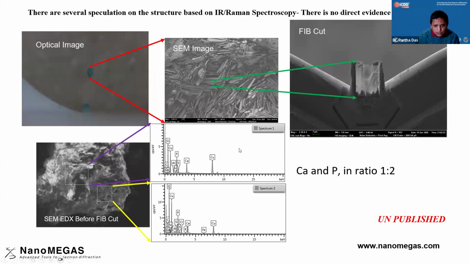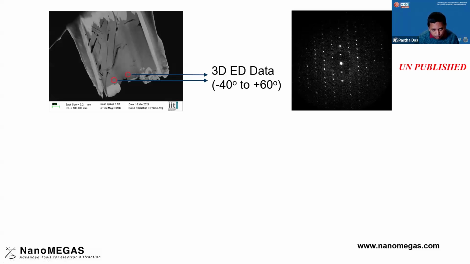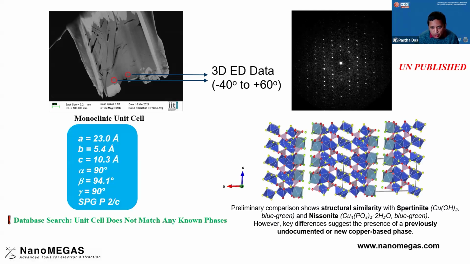And that's the information we took basically from the EDX analysis. And then we went straight to the electron diffraction. We pinpointed the positions, and we started rotating the crystals from -40 to 60 degrees. And we got some very nice diffraction patterns, as you can see.